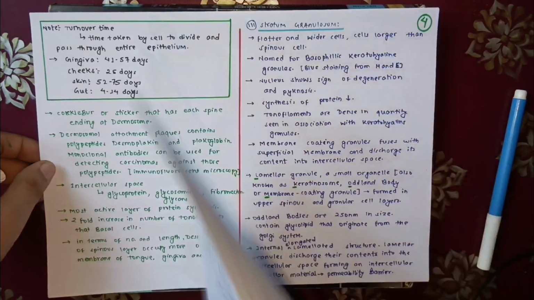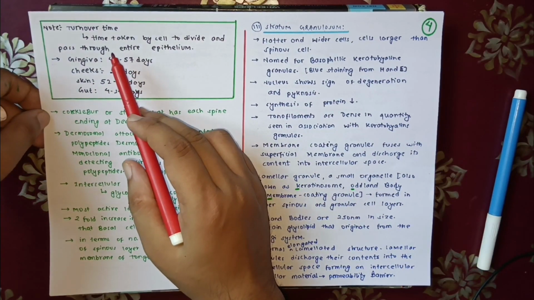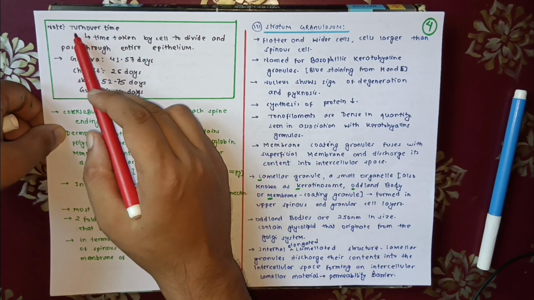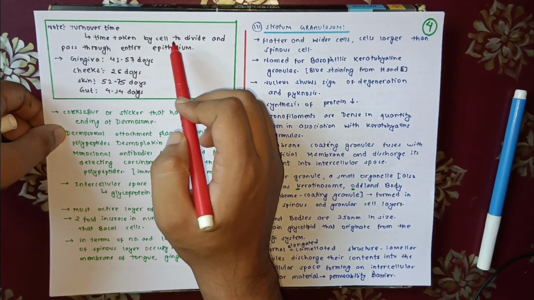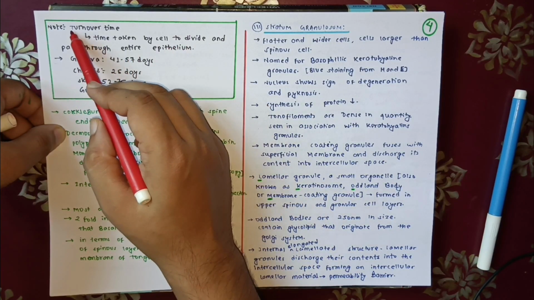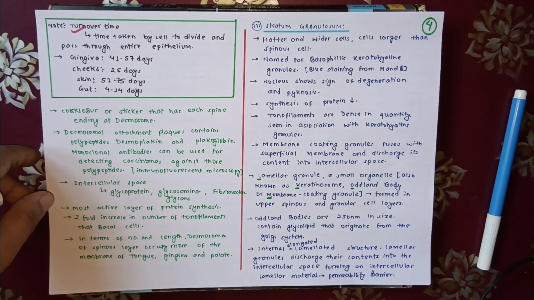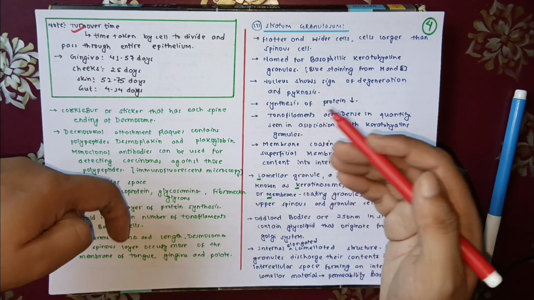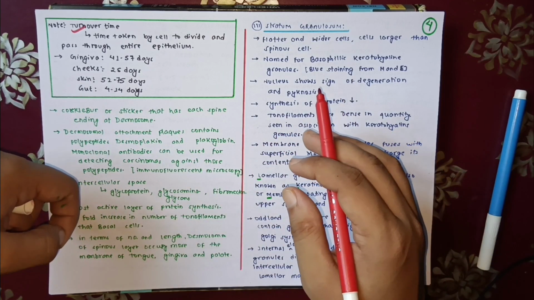Another thing is the stratum spinosum. But before that, I think I have written something, so you should look over this also before I discuss the stratum spinosum. This is the turnover time. Turnover time is the time taken by the cell to divide at the stratum basale layer, pass through the entire epithelium and reach the stratum corneum layer.